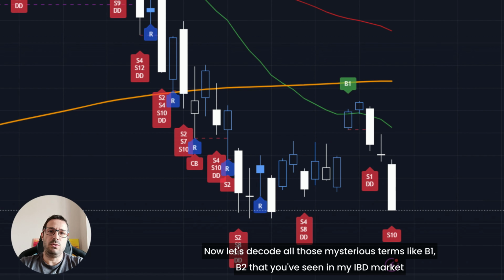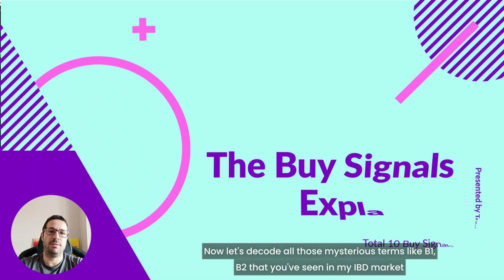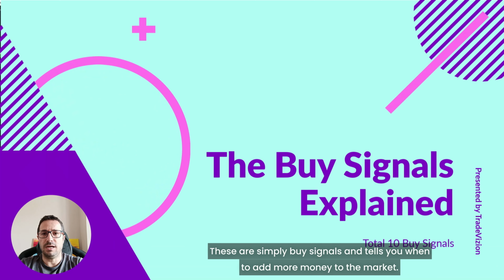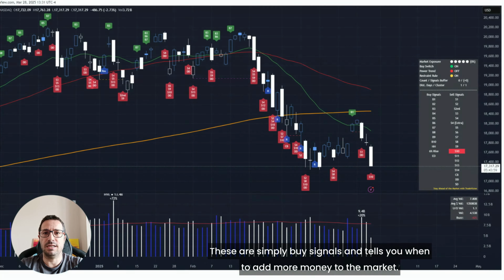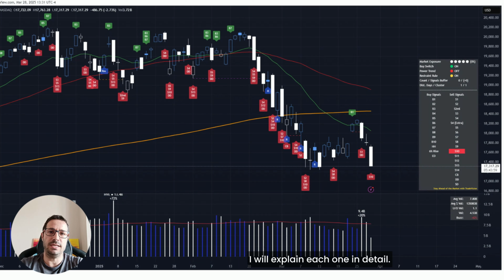Now let's decode all those mysterious terms like B1, B2 that you've seen in my IBD Market School indicator. These are simply buy signals and tell you when to add more money to the market. I will explain each one in detail.